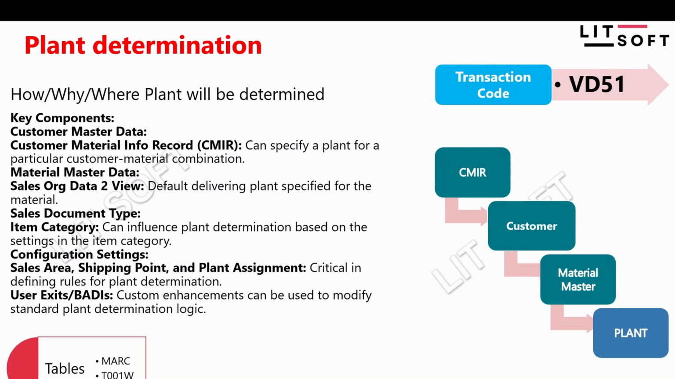This is the highest priority. Then you can go for the customer master, in the BP master, the plant maintenance, and the material master, the plant assignment. This is the sequence in which the plant will be determined in the sales order. You can see here some other areas, sales organization to data, so you can assign that. Then item category, configuration settings, sales area, shipping point, and the plant assignment. Then you can deviate based on how you want the plant, using custom code. Then some tables, MARC and T001W.